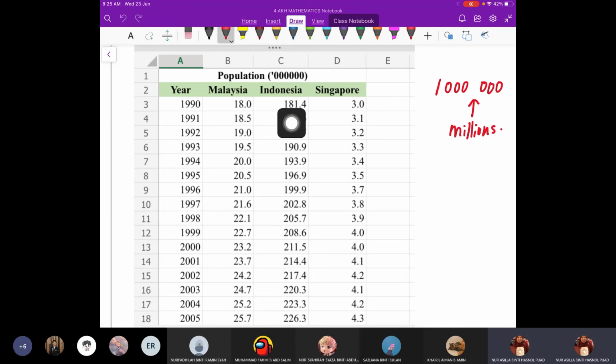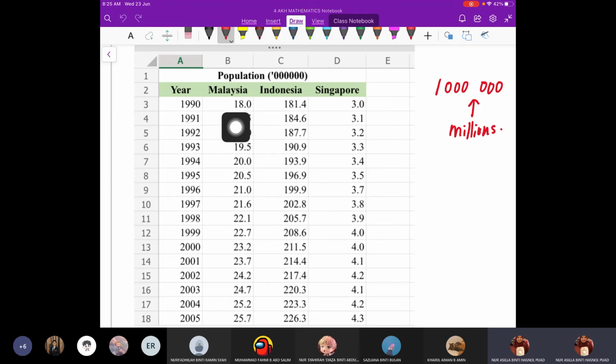Indonesia 181.4 juta, millions. Singapore 3 millions only. You know why kan? Sebab Singapore dia punya negara kecil je. The second largest is Malaysia. The largest one should be Indonesia. Okay, so ni kamu tengok ni. Dia punya rate. Makin naik, makin naik, makin naik.